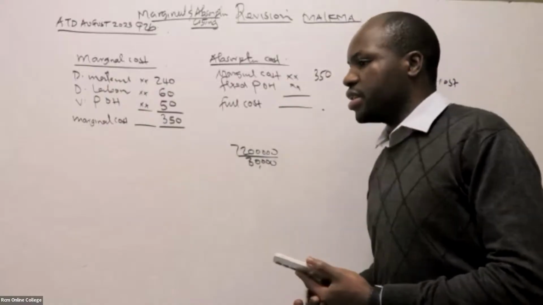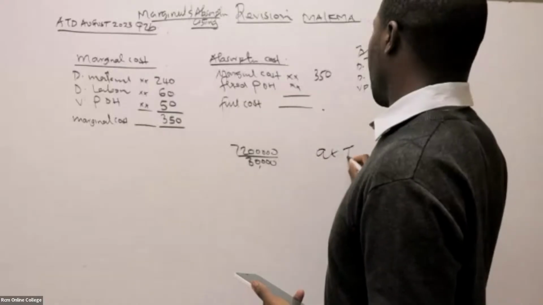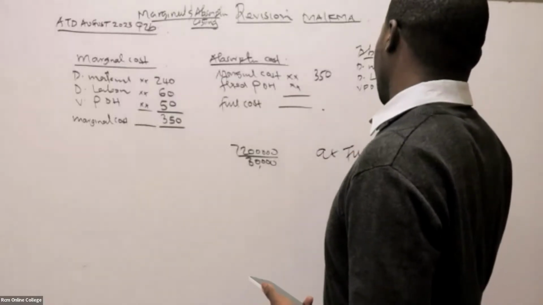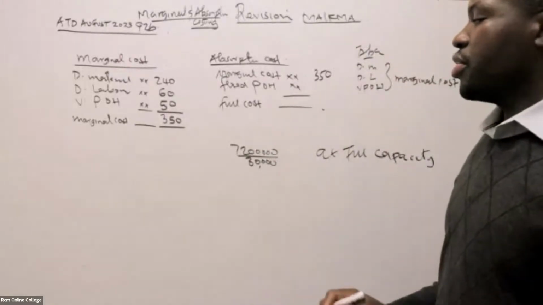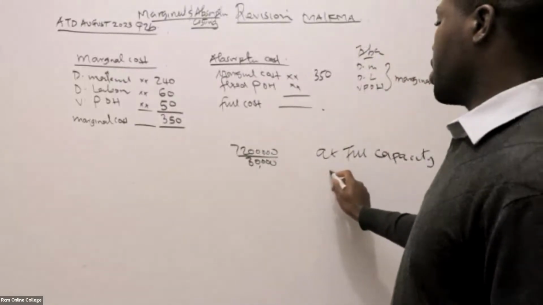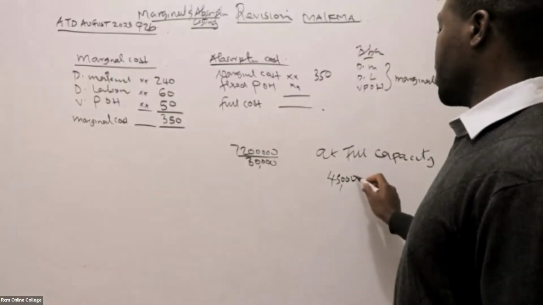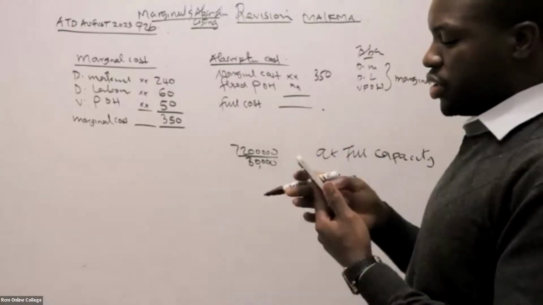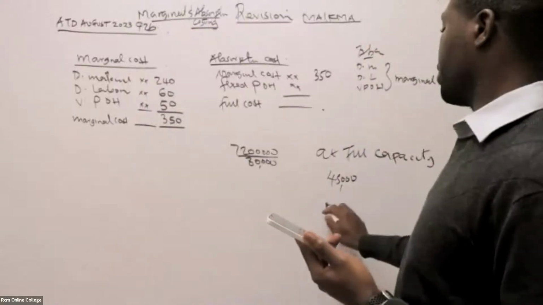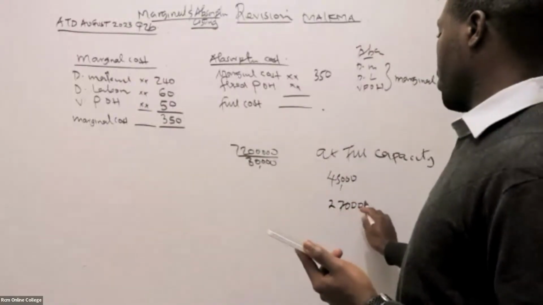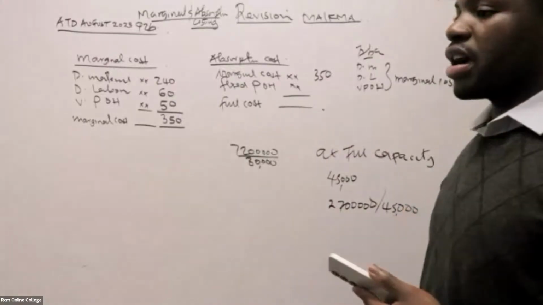If we are given budgeted, we must look at the fixed production overhead per unit at full capacity. So if the company's full capacity production was, let's say, 45,000 units, we could have taken 45,000, or what is given there as the total cost of 2,700,000 divided by the 45,000 units, which is produced at full capacity.